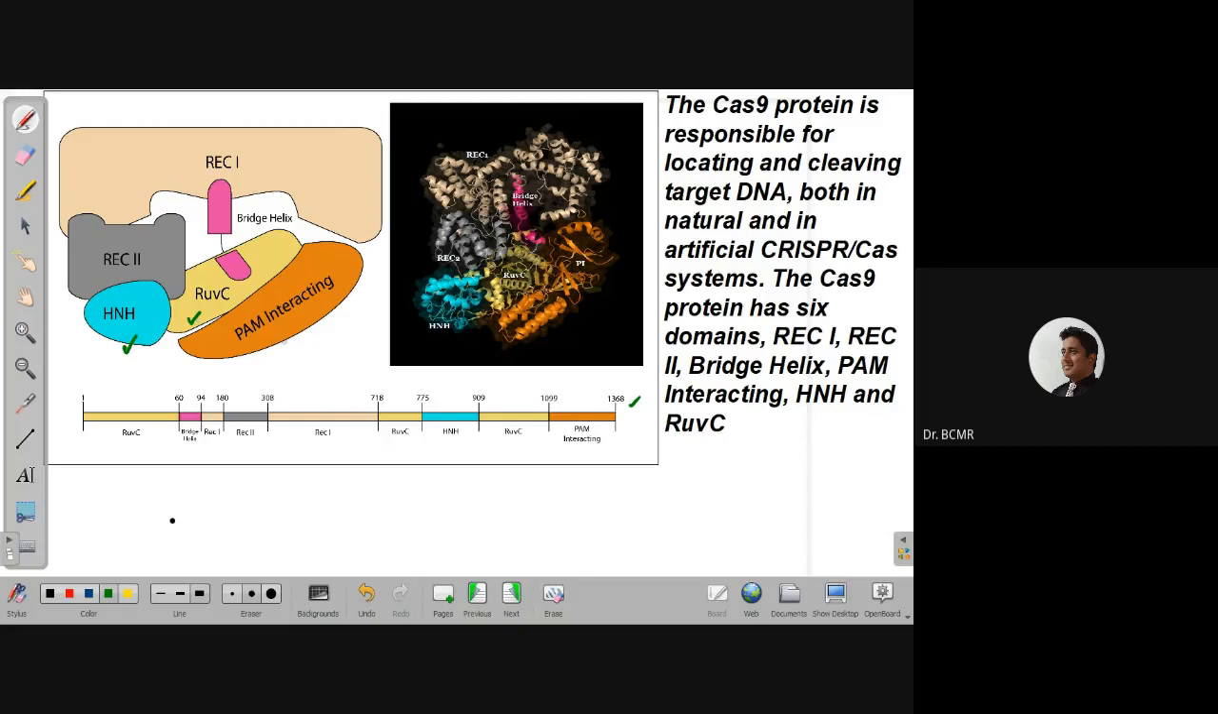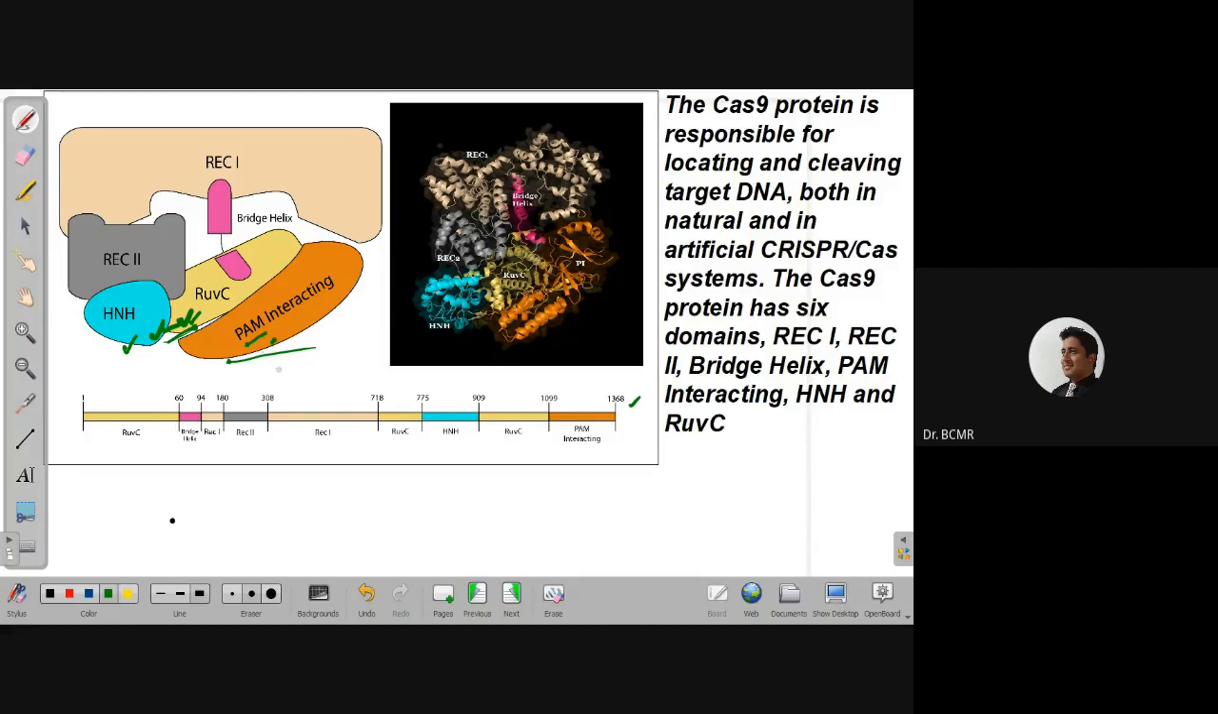Also, the PAM is directly in contact with or near these two domains, RUVC and HNH. Therefore, the PAM interacting domain is going to influence the nuclease activity of these two domains. If the PAM interacting domain is not interacting with the PAM sequence on the target, then the nuclease activity of HNH or RUVC is not going to happen. There are more structural details, but we are not going into all of those. But at least these things you should understand.